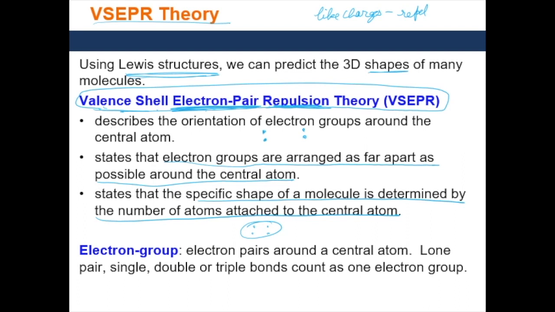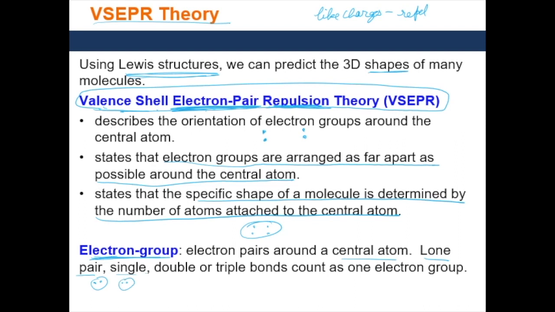Now in here you saw the word electron group. What is an electron group? The electron pairs around the central atom are referred to as electron groups. Each electron group can be one lone pair. A lone pair basically means two electrons, and that is an electron group. A single bond is an electron group because each single bond is two electrons.